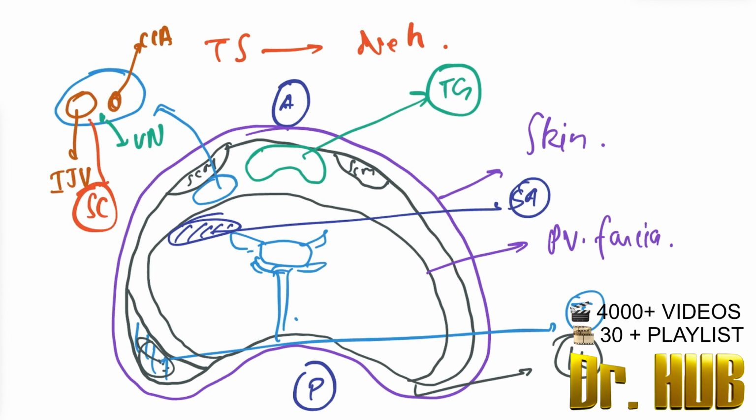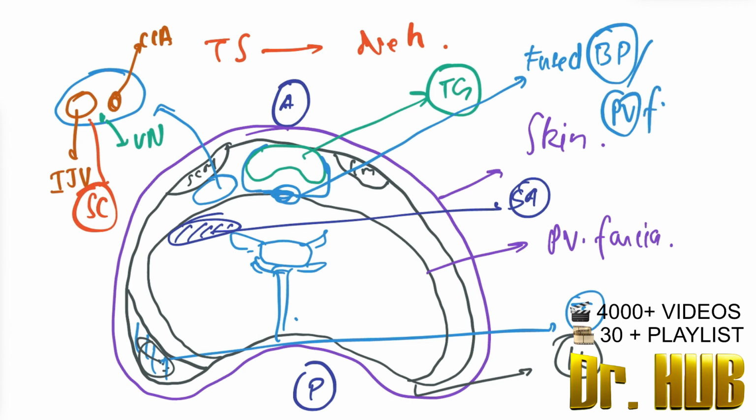Then comes the fused buccopharyngeal and prevertebral fascia. When we see this thyroid gland, it will be enclosed. So this point is known as the fused buccopharyngeal and prevertebral fascia. Below this comes the pretracheal fascia, which is also present here.